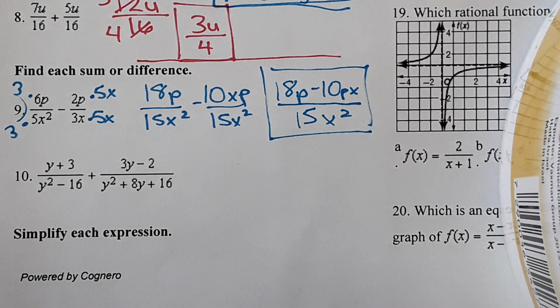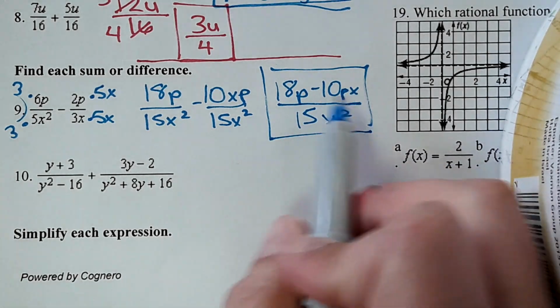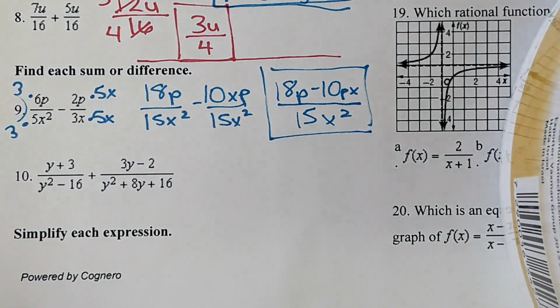Okay, something you may notice is in this one, you could pull out a common factor here, 2p, from both of those terms, but if you did pull out 2p, it wouldn't cancel anywhere, so it would be kind of pointless.